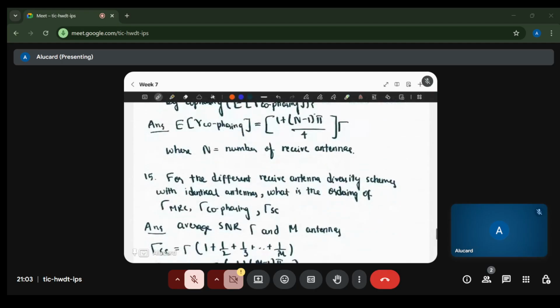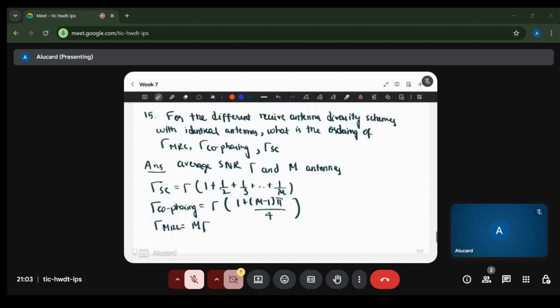Question 15, for the different receiver antenna diversity schemes with identical antennas, what is the ordering of gamma MRC, gamma cophasing, and gamma SC? The average SNR is capital gamma and M antennas. Gamma SC is gamma times 1 plus 1 over 2 plus etc. 1 over M. Gamma cophasing is gamma times 1 plus M minus 1 times pi over 4. Gamma MRC is M gamma.